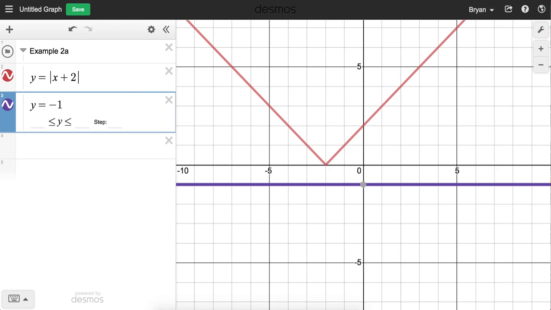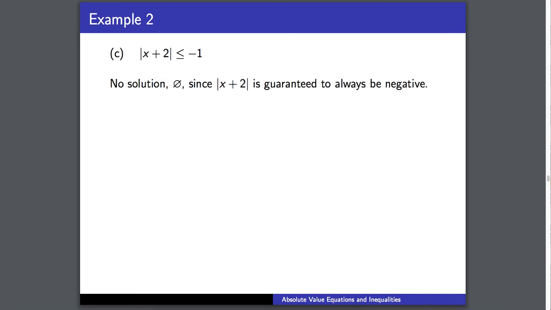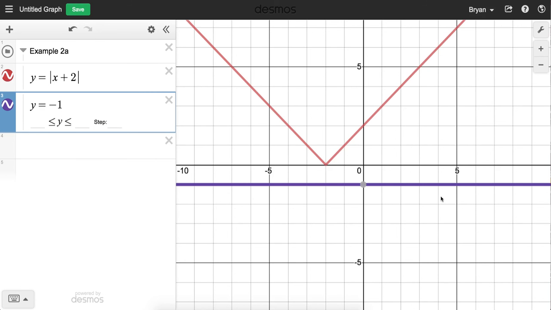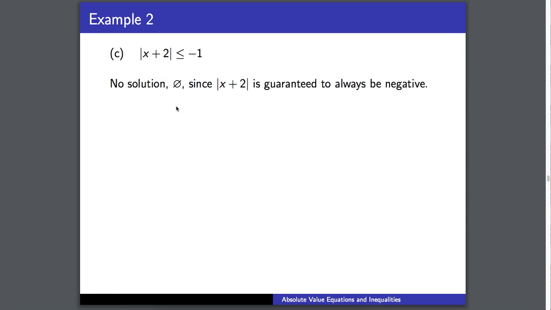And also, where is the graph in red? At or below the graph in purple. It's not at or below it anywhere, so there is no solution. So this one has no solution. Again, absolute value of x plus 2 is always guaranteed to be non-negative. So this one again is no solution.